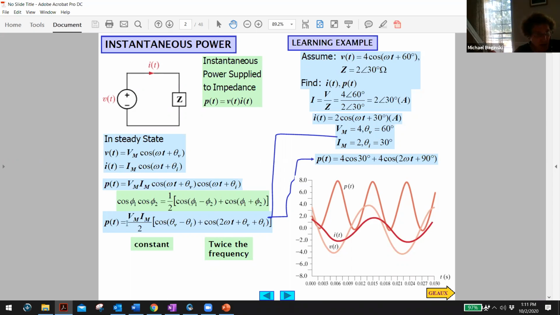Therefore, the instantaneous power is this. And here they replace the omega t plus theta V for theta 1 and the omega t plus theta I for phi 2. And then they broke them out here and you get this. Do you all see this?